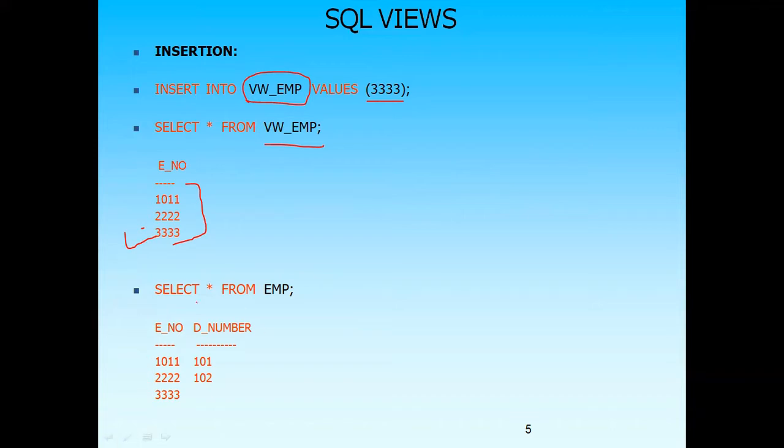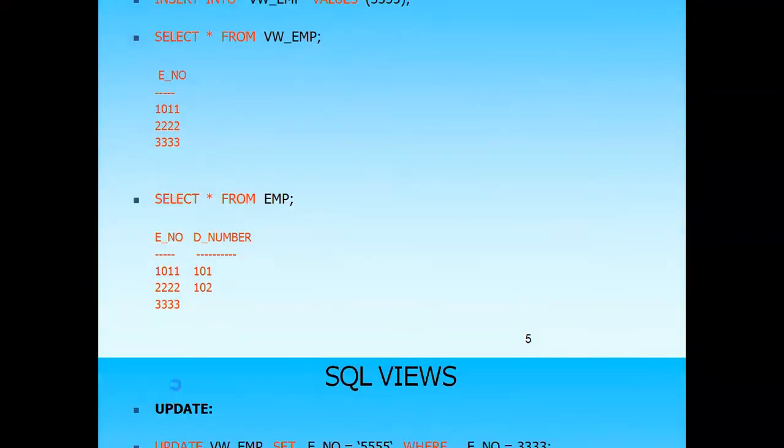And if you select the data from the base table, as we discussed, whatever data you insert into the view will also reflect in the base table. So if you observe, this 333 is inserted into the employee base table also, because here employee number is the primary key, so this operation is allowed. And D number is empty. This D number value is empty because we have inserted only one value in the view, since we have skipped the department number in the view. So only the employee number is inserted here. I hope you are clear with this.